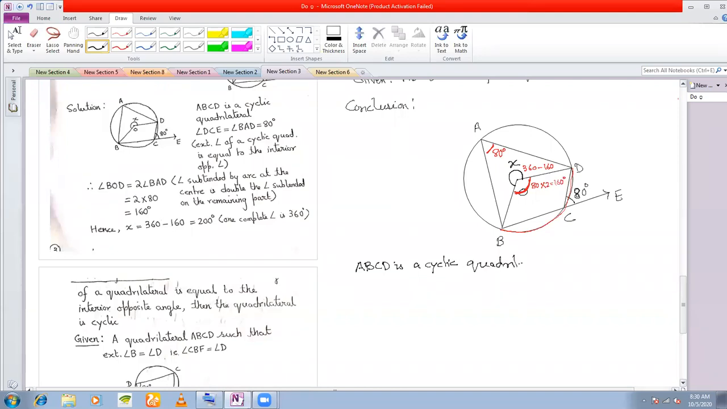ABCD is a cyclic quadrilateral. Therefore, angle DCE is equal to angle BAD, which is equal to 80 degrees. Why? Because the exterior angle is equal to the interior opposite angle in a cyclic quadrilateral.